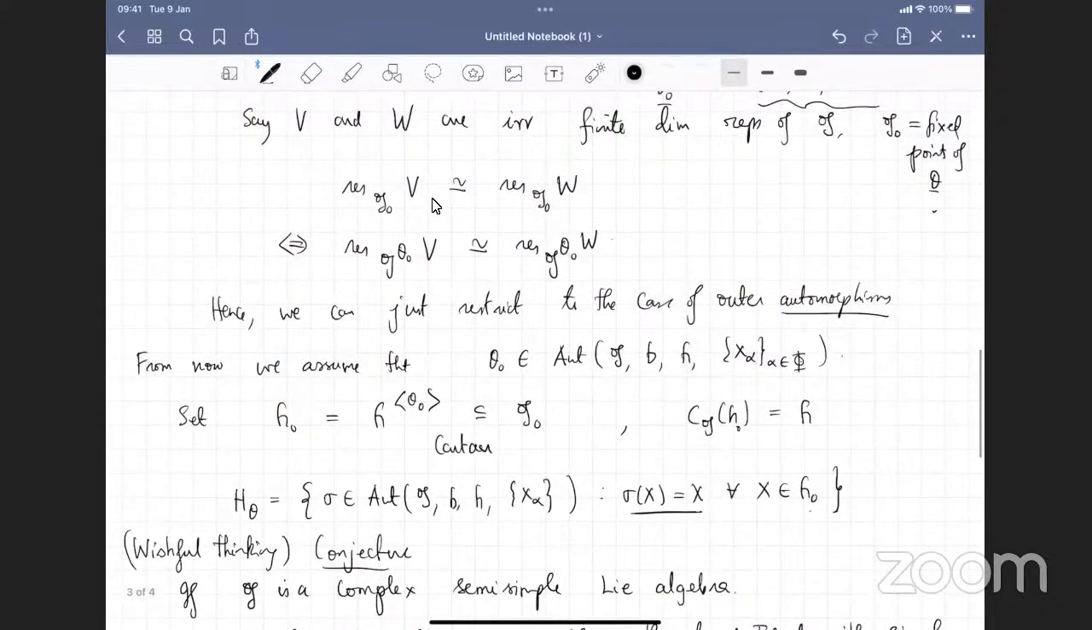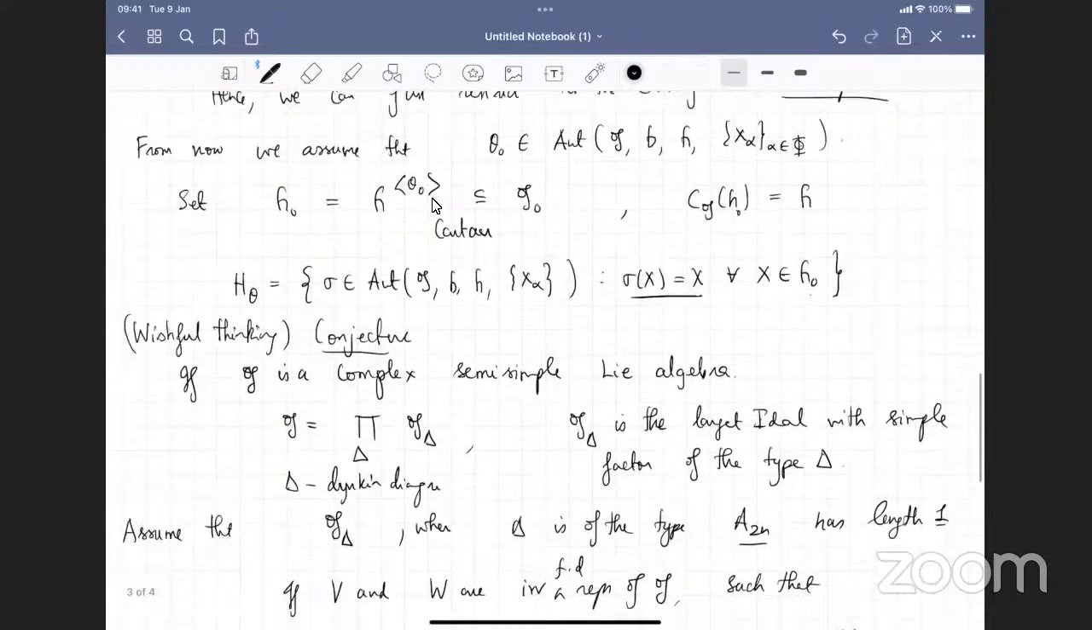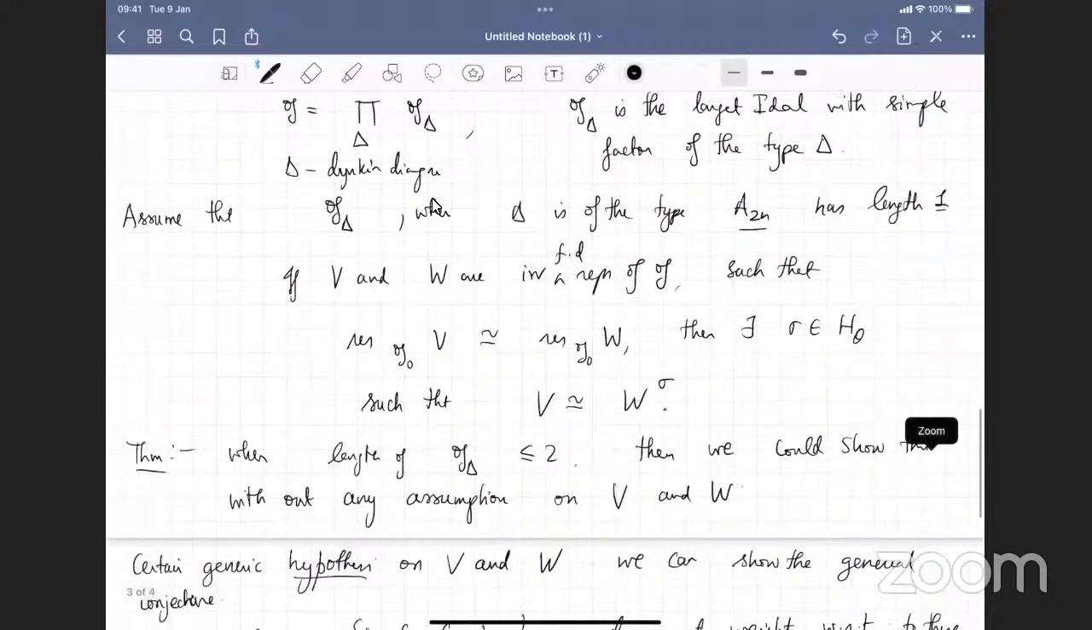I'm asking, so you have stated your result that there exists sigma in H theta such that V is isomorphic to W sigma, right? For the cases that you have done, that is there. For the cases where you are not able to do, in that case you don't take H theta, but you take all such that just fix H naught. Will it be true in that, like take a bigger set?